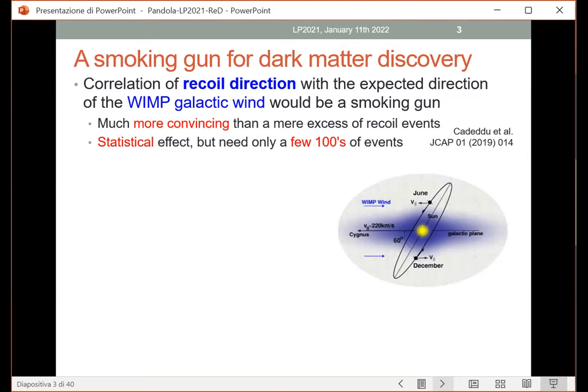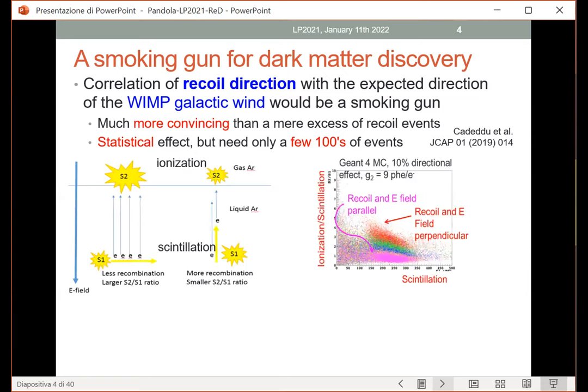Of course, this is a statistical effect, but to separate an isotropic from a directional signal, in principle only a few hundred events will be needed. The interesting part of this game is that, in principle, a dual phase TPC may be sensitive to direction. And this comes through the mechanism of columnar recombination.